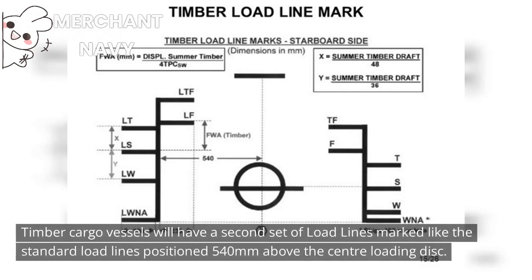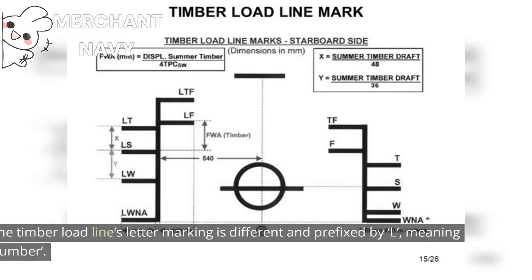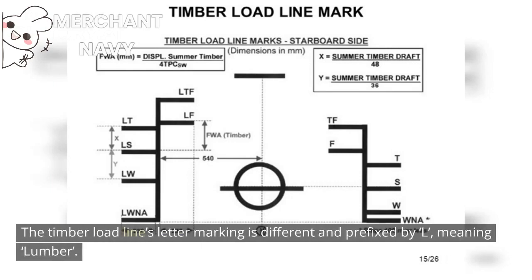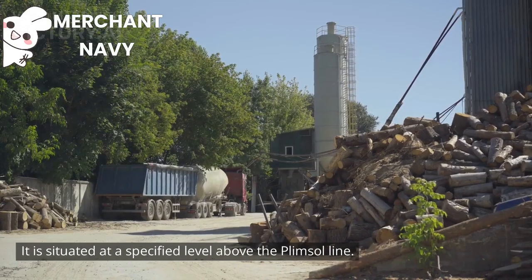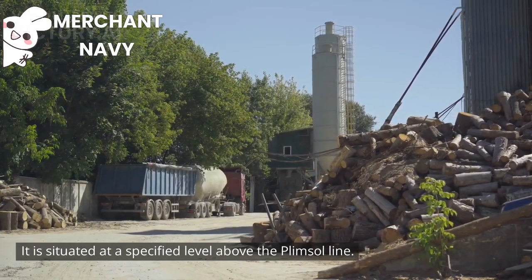Timber cargo vessels will have a second set of load lines marked like the standard load lines positioned 540 mm above the center loading disc. The timber load line's letter marking is different and prefixed by L, meaning lumber. LS. Lumber summer. Its upper edge marks the summer saltwater timber loading. It is situated at a specified level above the Plimsoll line.